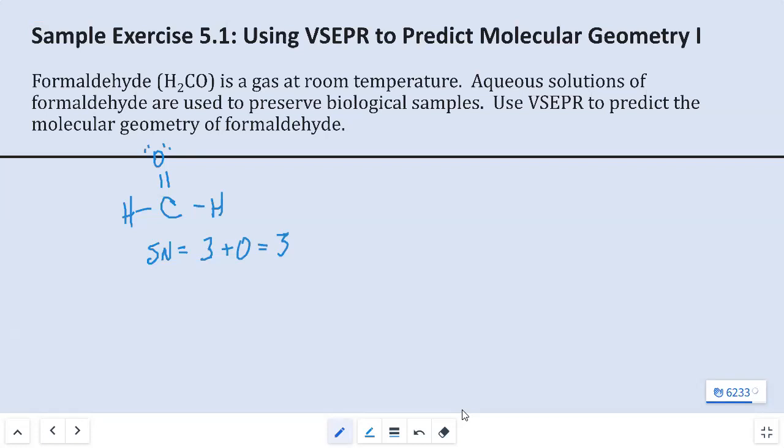The easiest place to get thrown off is viewing that double bond as 2 separate events instead of 1. Remember, we're not counting the number of bonds, we're counting the number of atoms that it's attached to. So this is what separates VSEPR from what we did with formal charge last chapter.